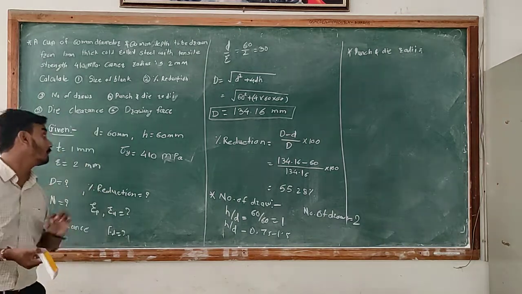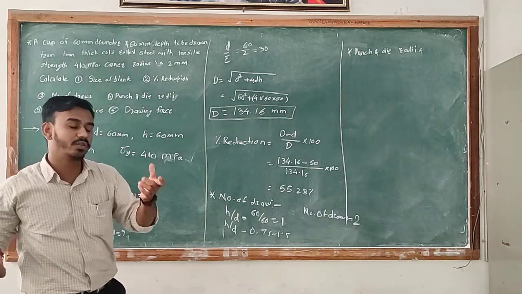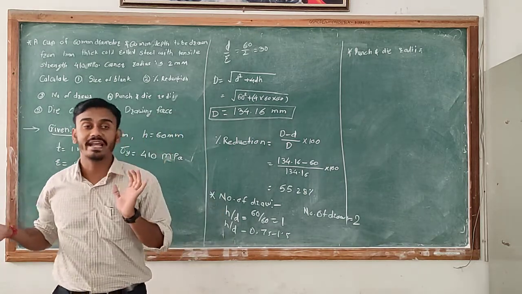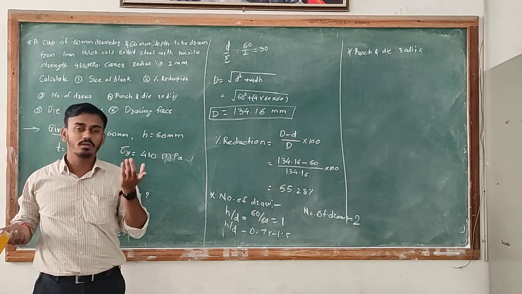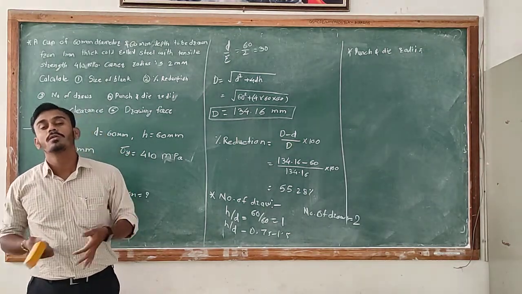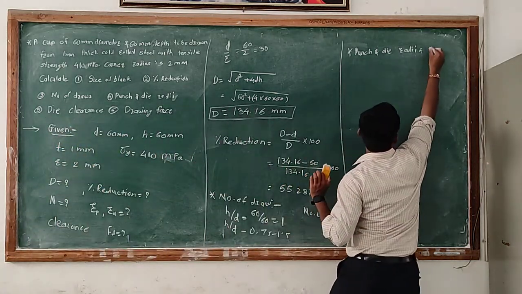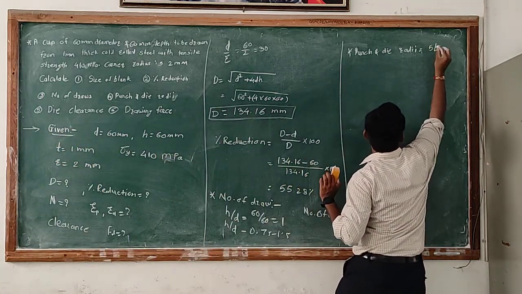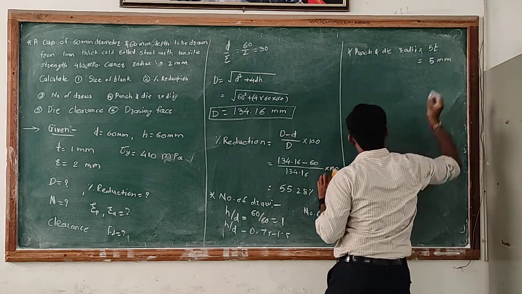Here the thickness of the blank is 1 mm, so the punch and die radius should be between 4 to 10 times the thickness. Generally you can take any value, but here we will take it equal to 5 times the thickness, so it is equal to 5 mm.